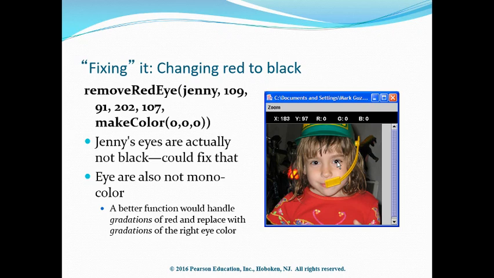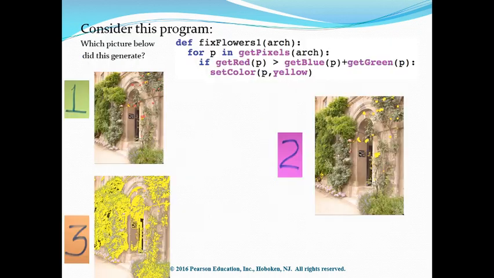So we can see that we pass in the variable Jenny, which we can assume is the picture object. We give it the coordinates of our rectangle over the eyes, and then we say make color 000, which we know is black. So Jenny's eyes are actually not black. Could fix that. But eyes are also not monocolor. A better function would handle gradients of red to replace gradients of the right eye color.